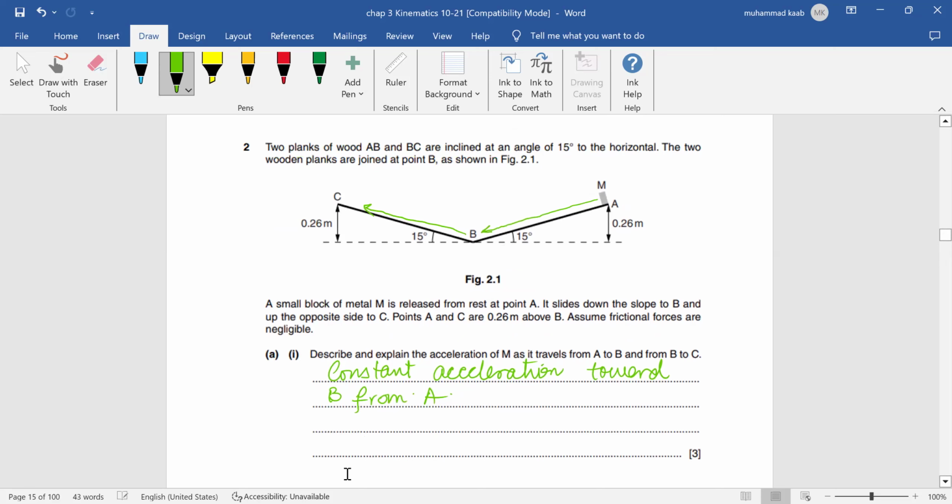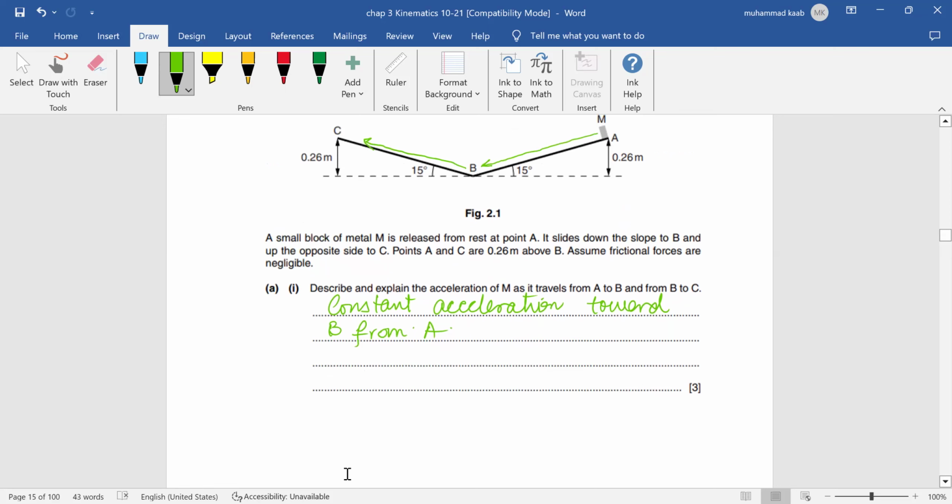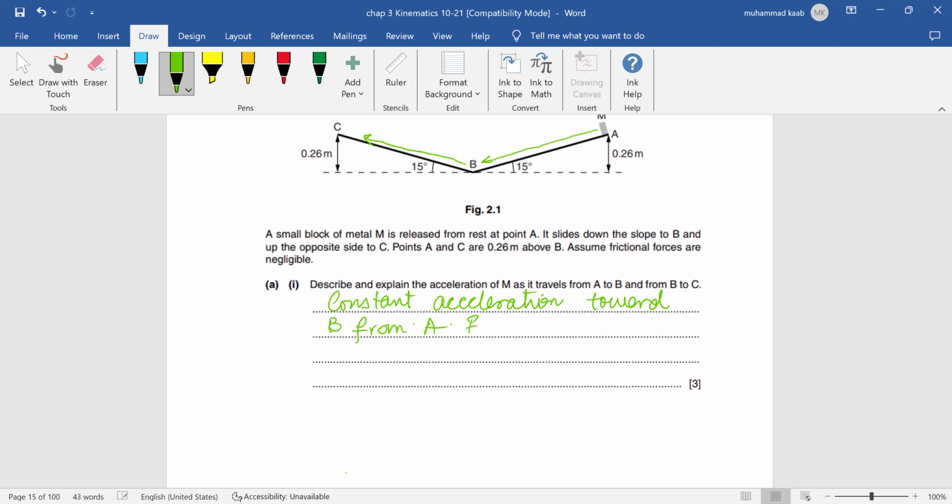Okay, so when it continues motion after B, then what will be its acceleration? Sir, constant. Okay, from B to C, B to C. Come on, B to C. And what about the direction? From B to C, the magnitude of the acceleration will be constant, but the direction, yes, Ahmad.